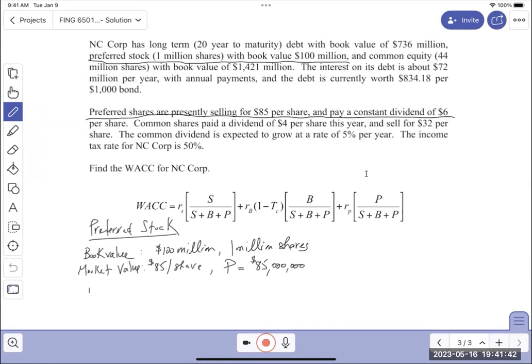What about the cost of equity for preferred stock? So we have P, and now we need RP. So working with the only information we have, which is a constant dividend of $6. This is the price. It's constant, there's no growth.